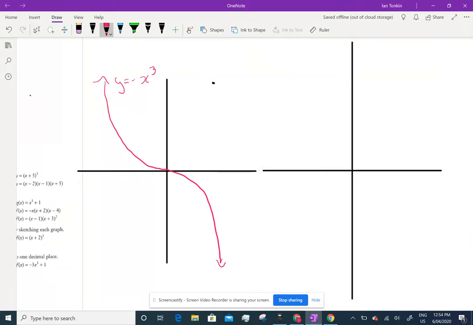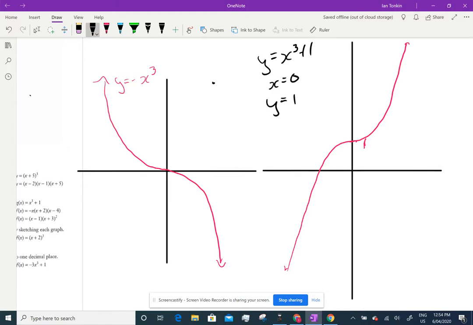So x cubed plus 1, it's just going to move it up 1. So it's going to come up here and go like that. So I know that's 1, and I could solve that. Y equals x cubed plus 1, when x equals 0, y equals 1.